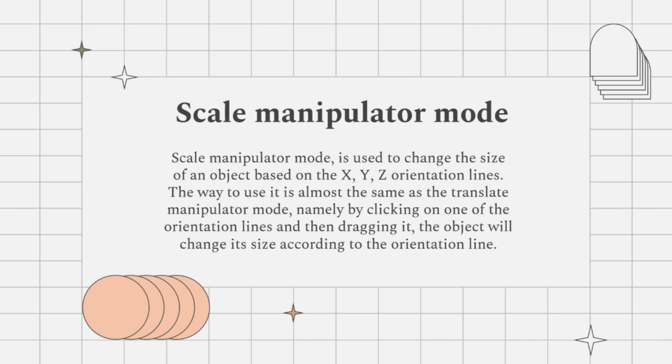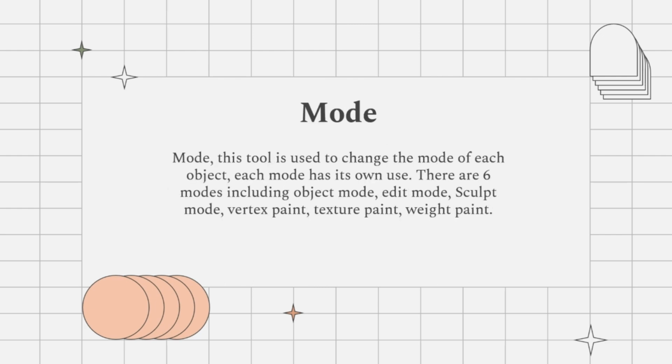Scale manipulator mode. Scale manipulator mode is used to change the size of an object based on the X, Y, Z orientation lines. The way to use it is almost the same as the translate manipulator mode, namely by clicking on one of the orientation lines and then dragging it, the object will change its size according to the orientation line. Mode. This tool is used to change the mode of each object.